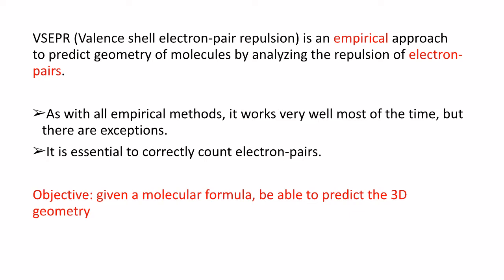Now, the whole idea of the VSEPR theory is based on electrostatic repulsion. So an essential step in applying the analysis is to correctly count the number of electron pairs and to visualize and analyze their interaction in three-dimensional space. The overall objective of this class is to start with a molecular formula and end up with the three-dimensional geometry of the molecule of interest. Okay.